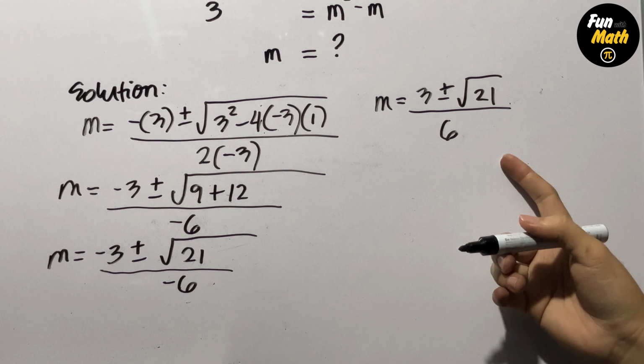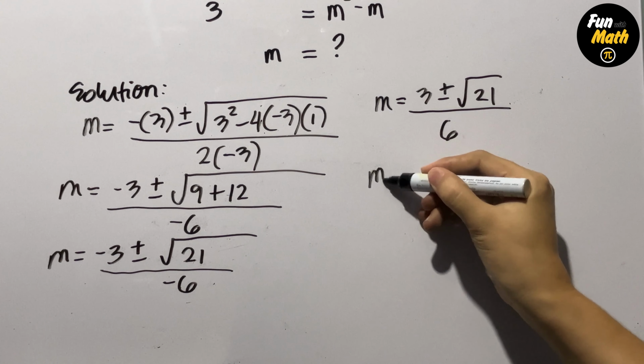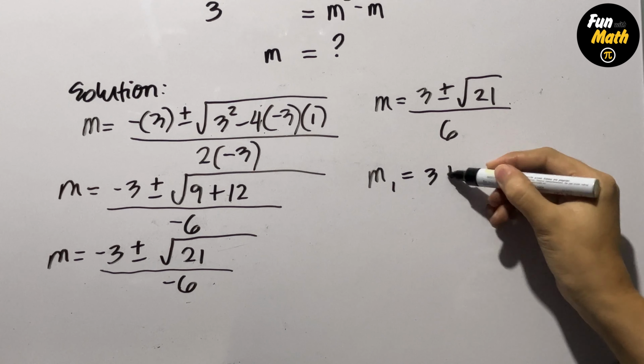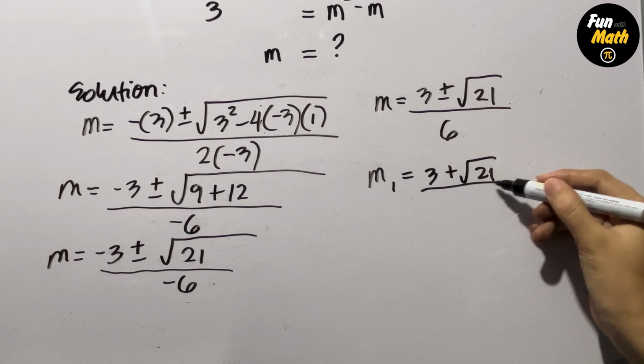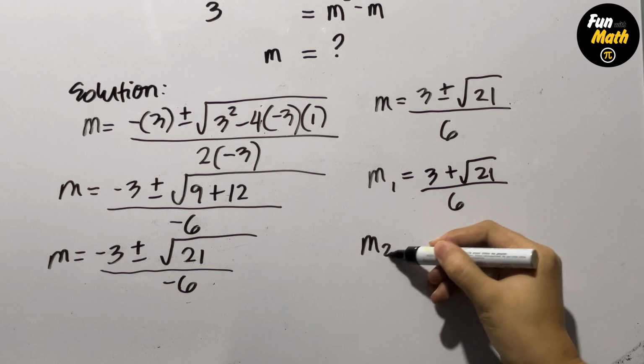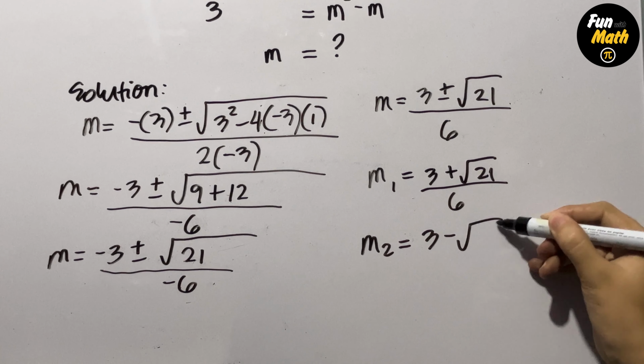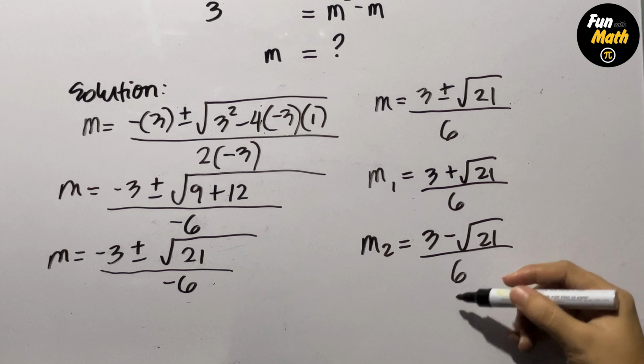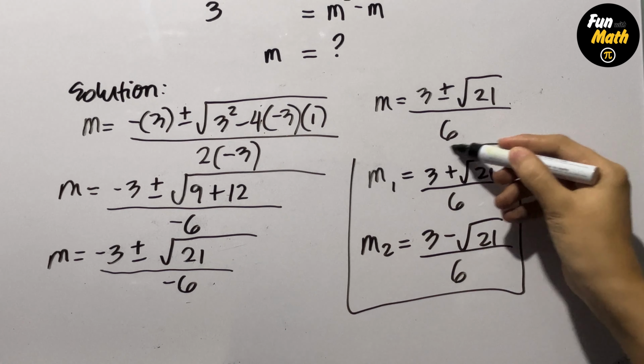For this, we can have two values of m. m sub 1 is equal to 3 plus the square root of 21 over 6. m sub 2 is equal to 3 minus the square root of 21 over 6. And this is our final answer.